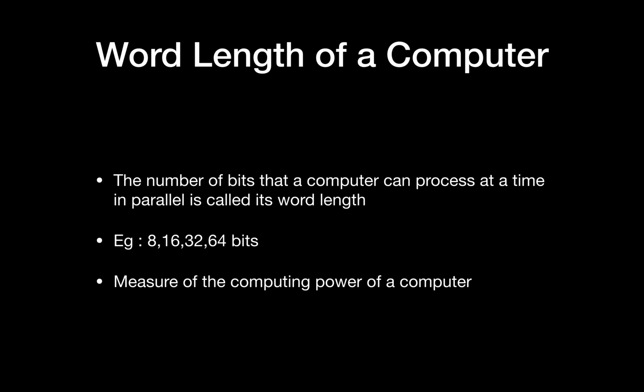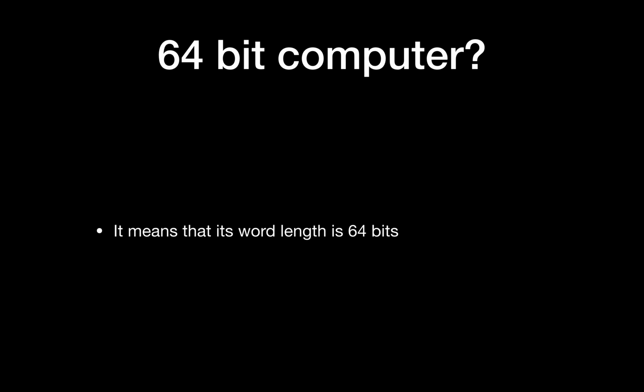Word length of a computer. The number of bits that a computer can process at a time in parallel is called its word length. The commonly used word lengths are 8, 16, 32, or 64 bits. It is a measure of the computing power of a computer. Computers with a longer word length are more powerful. When we talk of a 64-bit computer, it means that its word length is 64 bits. Similarly, when we say 32-bit microprocessor, 32-bit indicates the word length of the microprocessor.